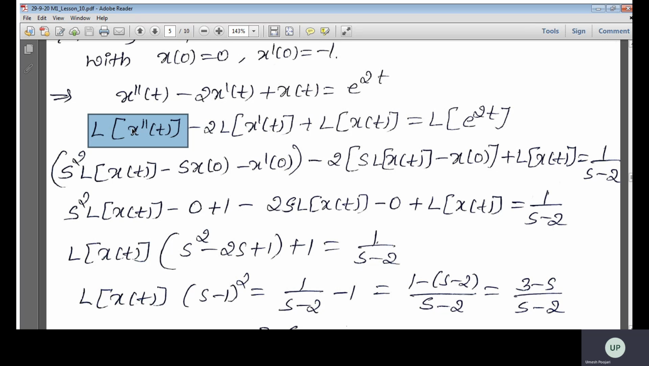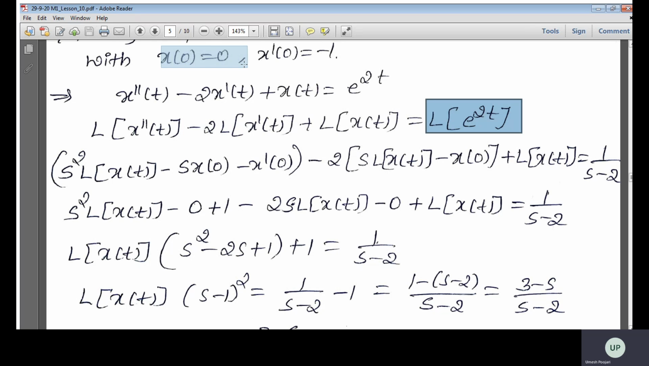But instead of y, what we have here is the variable x. So in the formula also, replace y by x. Our formula for L of x double dash of t will be s square L of x of t minus s into x of 0 minus x dash of 0. Minus 2 into L of x dash of t, which is s into L of x of t minus x of 0, plus L of x of t as it is, equal to the right hand side, the Laplace transform of e raised to 2t. The Laplace transform of e raised to 2t is 1 by s minus 2. Then the conditions are x of 0 equal to 0 and x dash of 0 equal to minus 1.